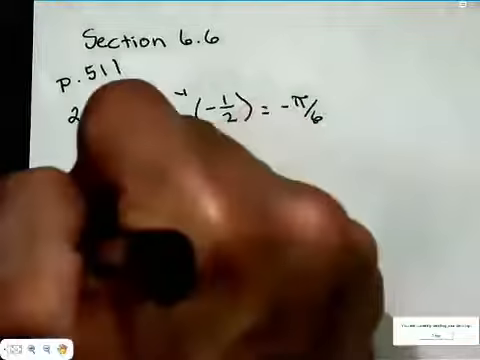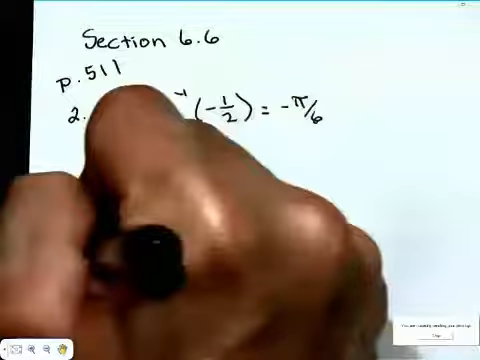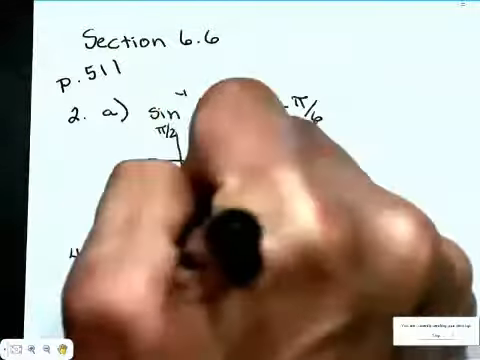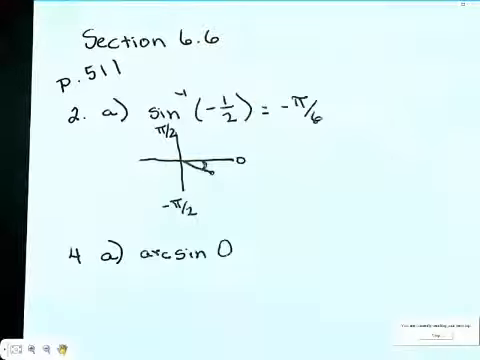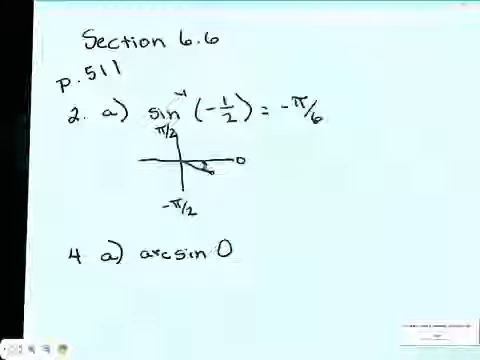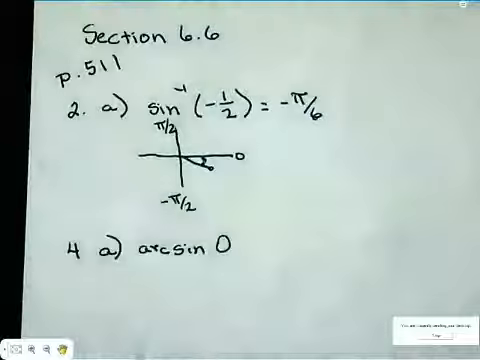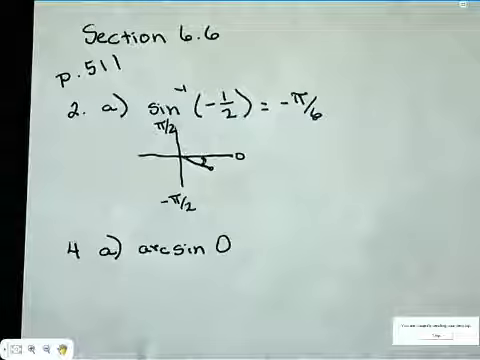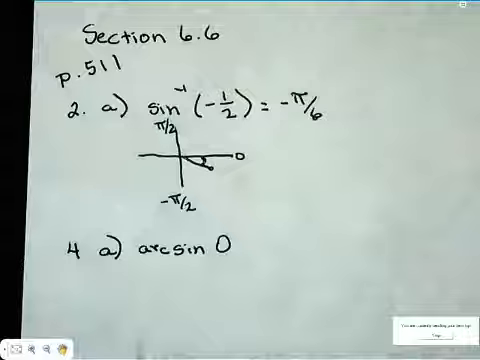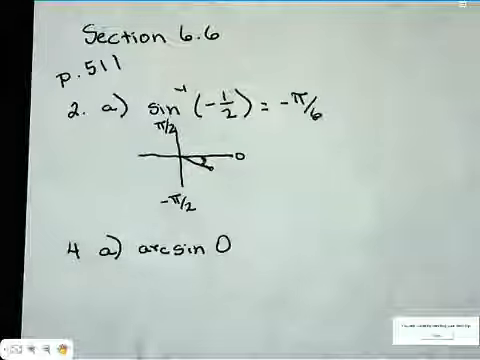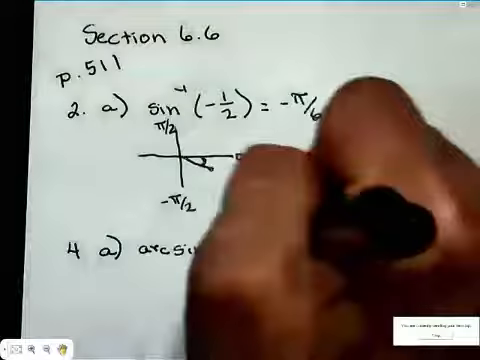4a is arcsine of 0. And I'm thinking the angle whose sine is 0. The angle has to be between -pi/2 and +pi/2. Where in that interval is sine 0? Yep, on the positive x-axis.